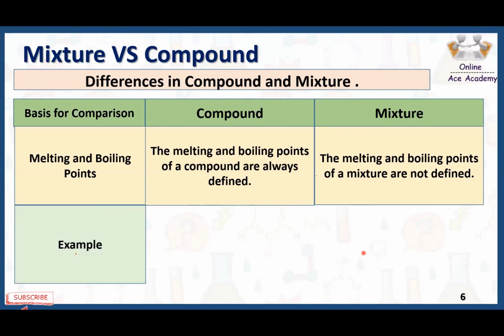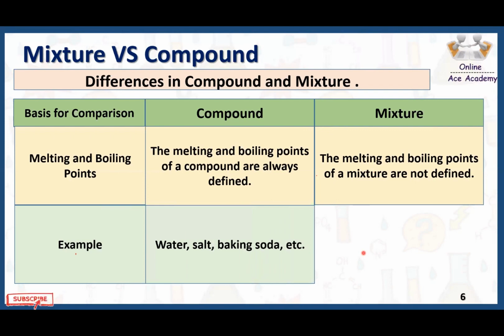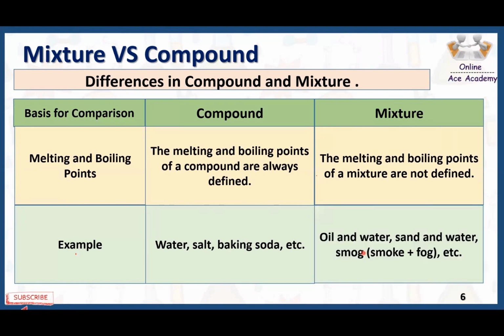Then we have some examples. As I discussed at the start of the lesson, we have different examples of compounds in our daily lives. Say, for example, water is a compound, salt is a compound, baking soda is a compound. Oil and water is a mixture. Sand and water, pebbles and water, salt and water, sugar and water, and smoke, which is made up of smoke and fog, are also mixtures. So we have different kinds of mixtures and compounds in our daily life.